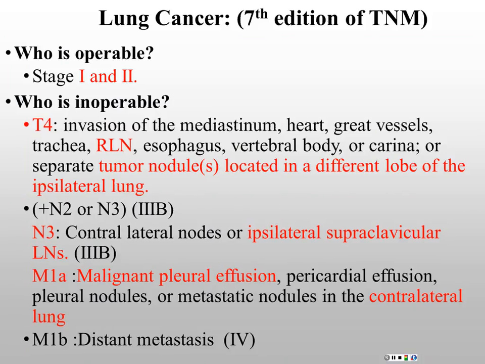You don't have to remember that, but the only reason I put it in is just to know who is operable, stage 1 and 2, and who is inoperable, stage 3 and 4. But you should remember certain points that can hint to spread of the cancer. So we can see the right recurrent laryngeal nerve is highlighted. If the patient complains about change of voice, you have to pay attention in the setting of lung cancer that there is no invasion of the recurrent laryngeal nerve, because this will move your patient from operable to inoperable.